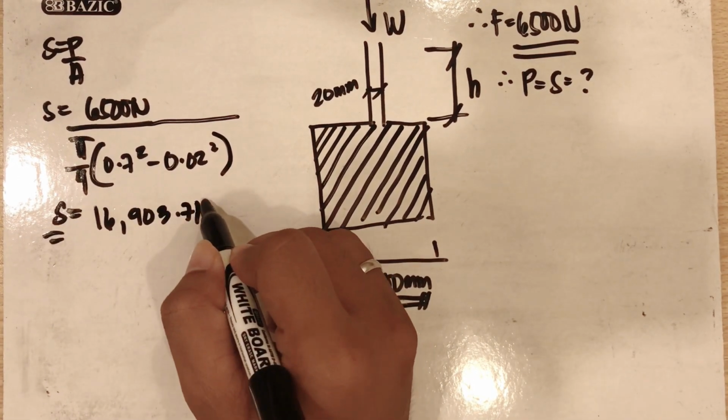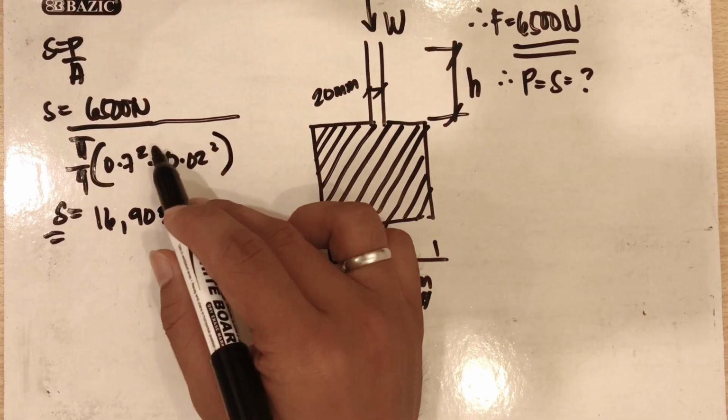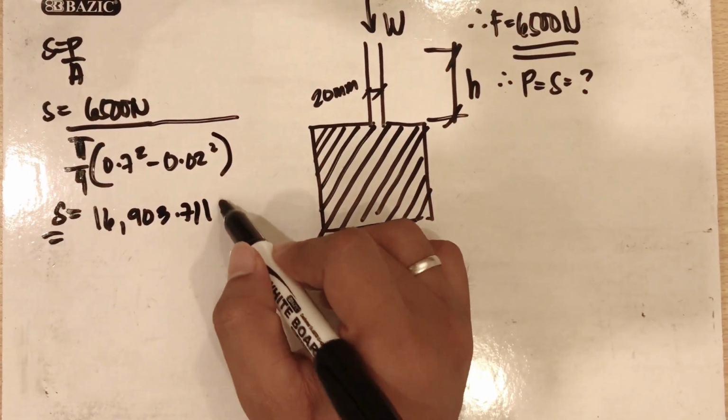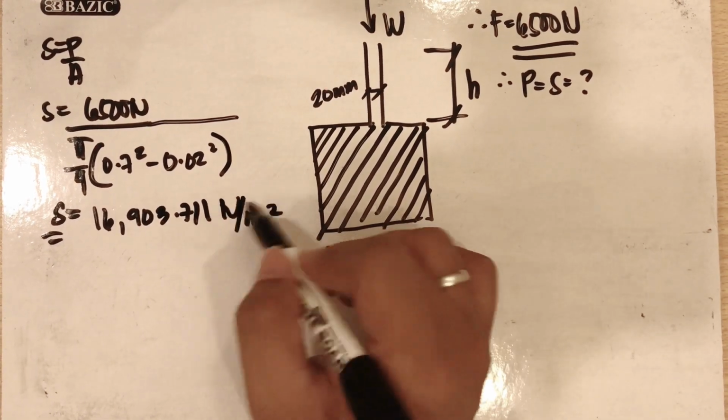So our pressure is equivalent to 16,903.71. The unit is newton and meter, so newton per meter squared, right? Newton per meter squared, or equivalent to pascal.